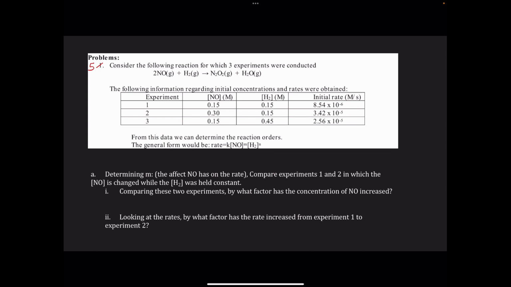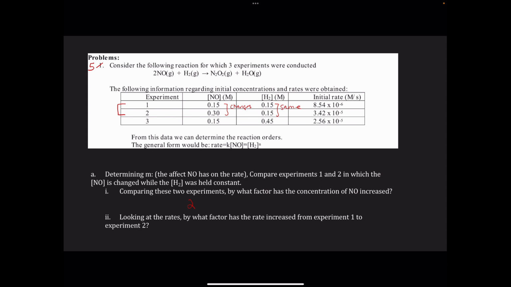So here we're specifically told to compare experiments 1 and 2. As we compare experiments 1 and 2, the NO changes, but the hydrogen stays the same. So if we compare those two experiments and we're looking at the nitrogen monoxide concentration, we're asked by what factor has the concentration increased. Now these numbers are pretty easy to look at. We can tell from experiment 1 to experiment 2 that the concentration doubled. So 2 is the factor the concentration has increased by.